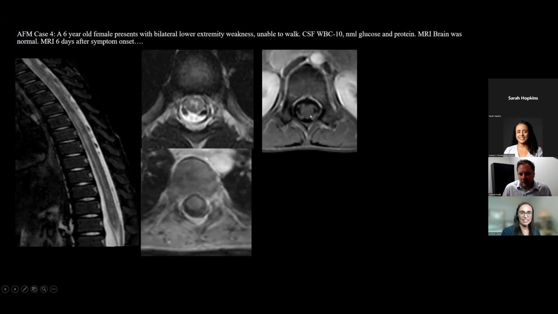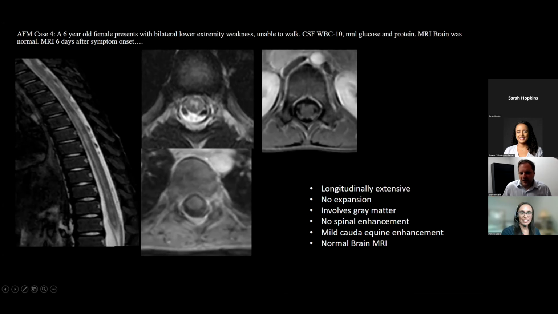telling us there is some enhancement in the spinal nerve roots. That's what we're seeing here. So some mild cauda equina enhancement was present. So we had, again, longitudinally extensive disease. This one was more thoracic. We've seen the last three be more cervical involvement, which is more typical. This was involving classically the central gray matter. There was no spinal cord enhancement, but we did see cauda equina enhancement, and then the brain MRI was normal.